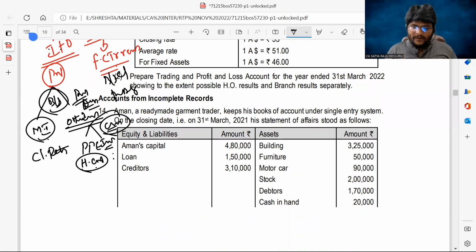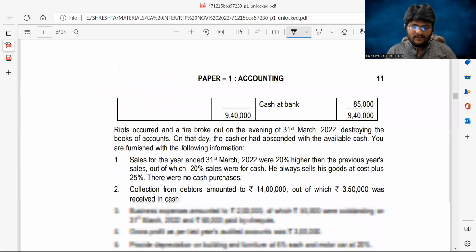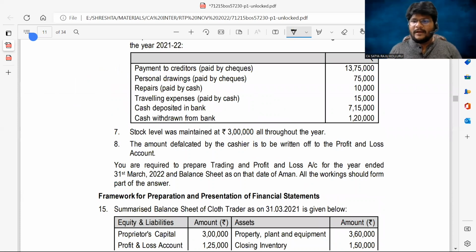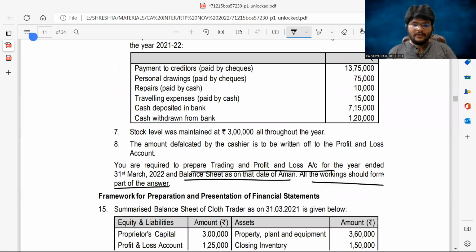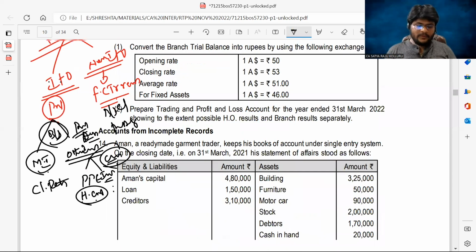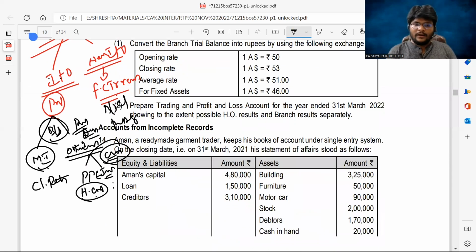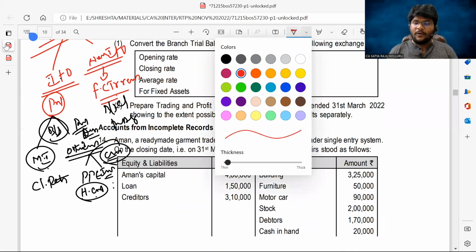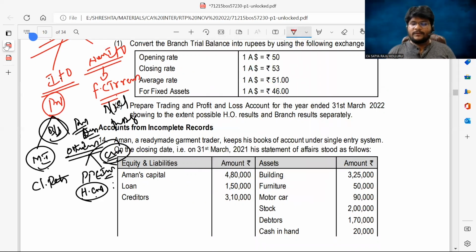Next, come to accounts from incomplete records. Always they ask you to prepare trading and P&L as well as balance sheet. All the working should form part of your answers. Let me read the problem. The incomplete records problem is always a jackpot problem. Sometimes it is a test of your analytical attitude as well. Please concentrate. Let me read the information given in the problem.